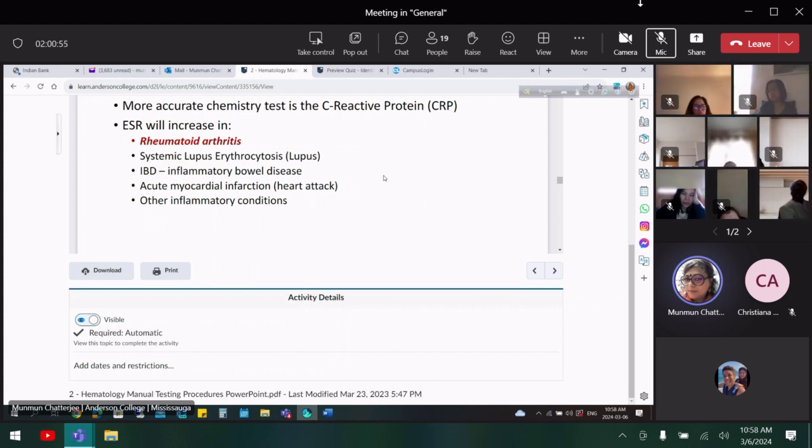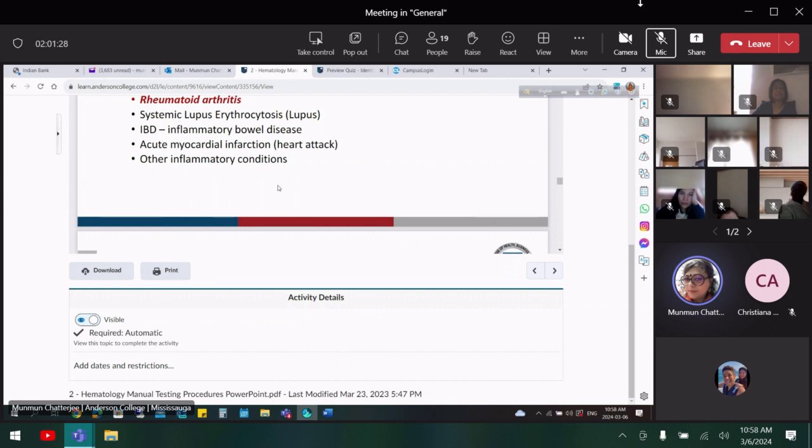Autoimmune disease. And osteoarthritis is the wear and tear of the bones, right? There is a problem in the hormonal imbalance, calcitonin versus PTH, so the bones become fragile and get eaten up. ESR will increase in rheumatoid arthritis, systemic lupus erythematosus or lupus, inflammatory bowel disease, acute myocardial infarction, heart attack, and any other inflammatory condition.